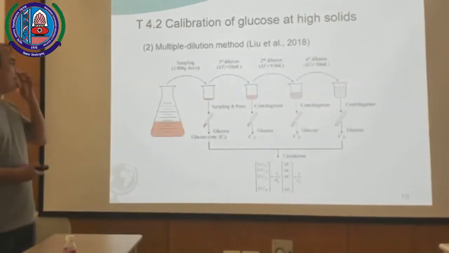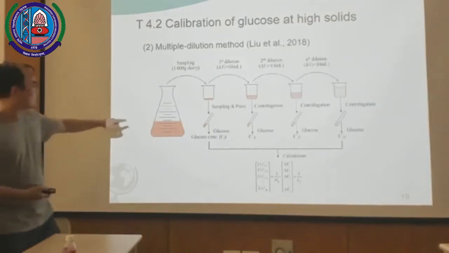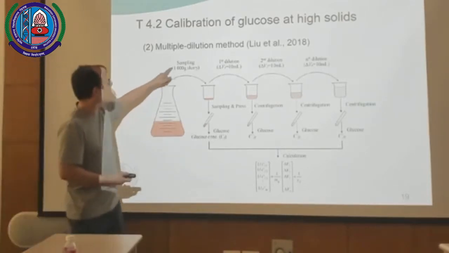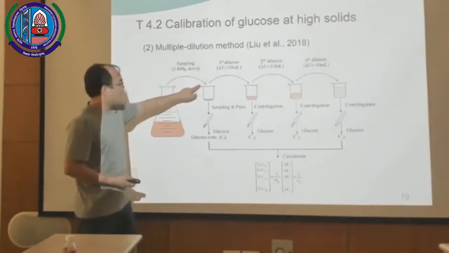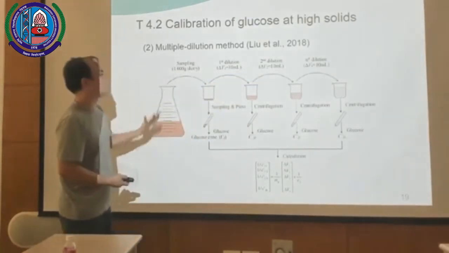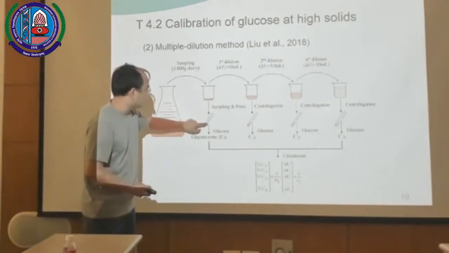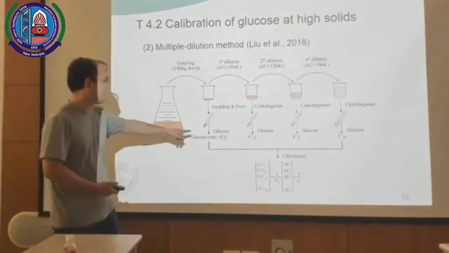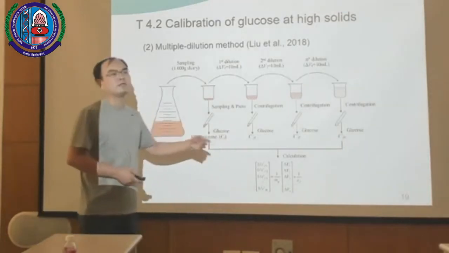Then I developed a multiple dilution method. For multiple dilution, I have a slurry from the analytical hydrolysis of biomass. Then I sample 1 gram of slurry into this beaker, and I add water. Each time I add the same volume of water into the slurry. Then I can get different glucose contents in the supplement, all of them. I can test them. Not difficult.